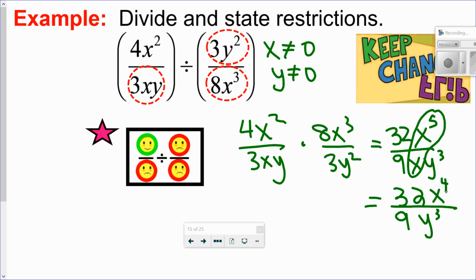You might be wondering why I'm not checking on these questions. It's because when I have 2 variables, I can't check on the graphing calculator.